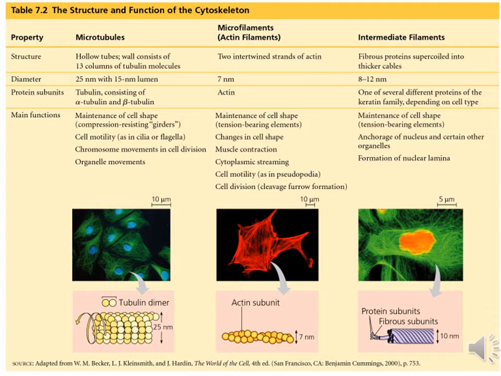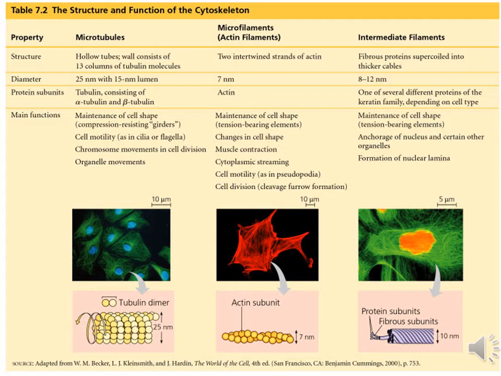Coming to the second type of component of the cytoskeleton, the microfilaments, also called actin filaments. They are composed of the protein actin; two intertwined strands of actin form the microfilament. Their main functions are maintenance of shape, change in cell shape, muscle contraction, cytoplasmic streaming, and cell motility, mainly pseudopodia, the main motility of amoeba, as you have seen. It is brought about by the action of microfilaments.